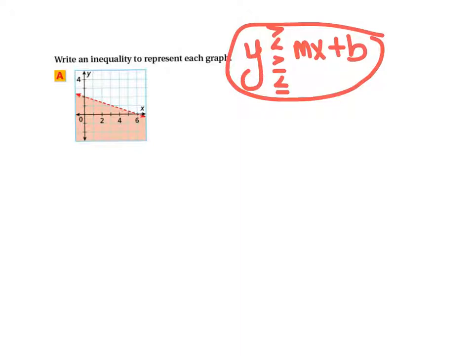Okay, so I know I'm going to have my y and my x. Nothing's going to happen with those, but I need to find my b and my m. My b is the y-intercept. That's pretty easy. Let's look at that one. That's going to be 2. So plus 2, a positive 2.